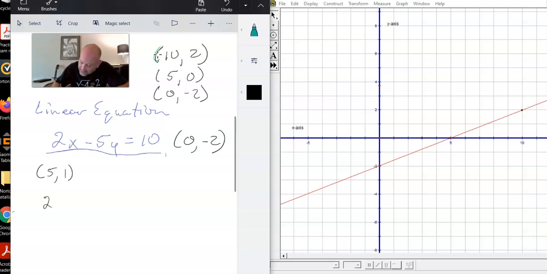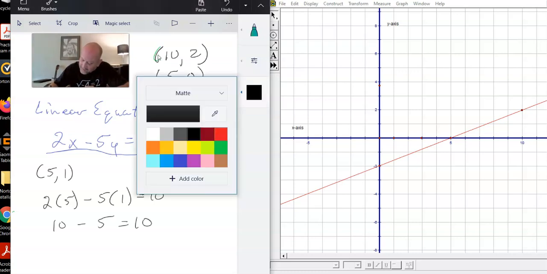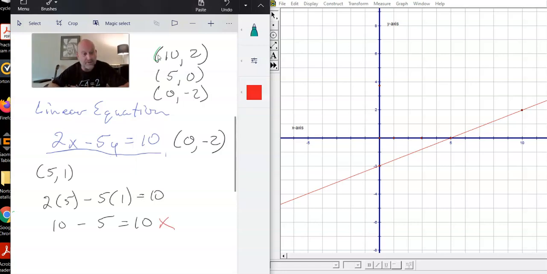Let's see here. 2 times 5 minus 5 times 1 is equal to 10. Well, that's 10 minus 5 equals 10. And that is definitely not true, right? That's a lie. 10 minus 5 is not 10, unless 5 is a lot smaller than I thought it was. Right, so this is not a solution.